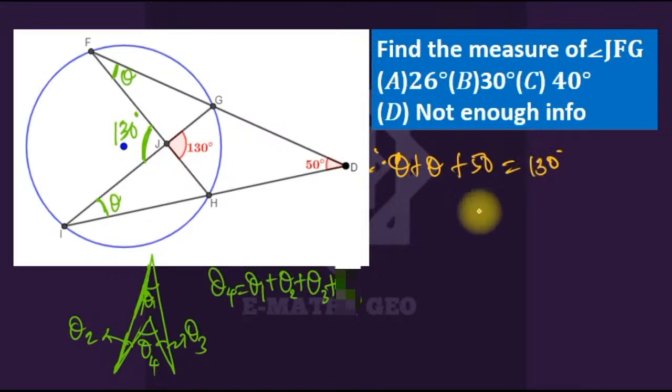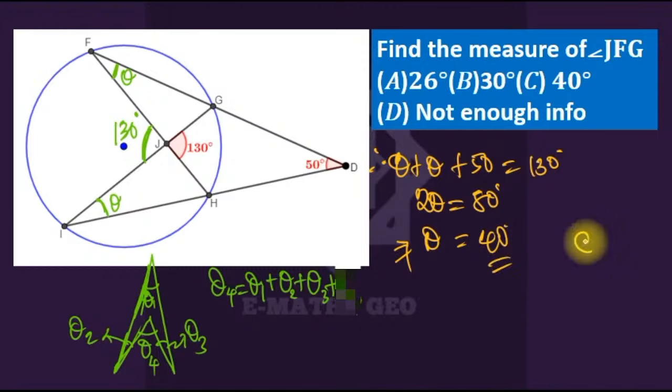Yes, so we have 2 theta is 130 minus 50. 130 minus 50, I have 80. Therefore, theta is 40 degrees. So it's a tricky question, but it's easy. So option C.